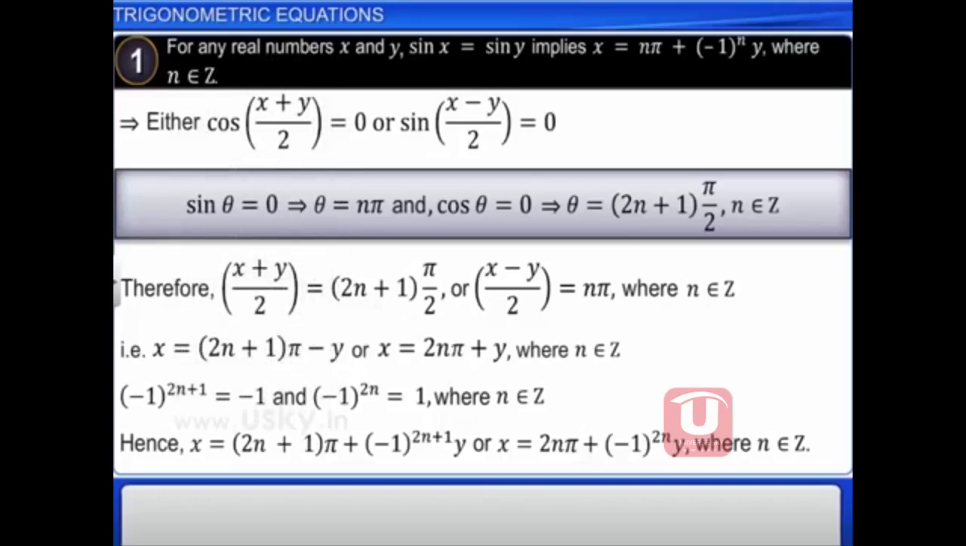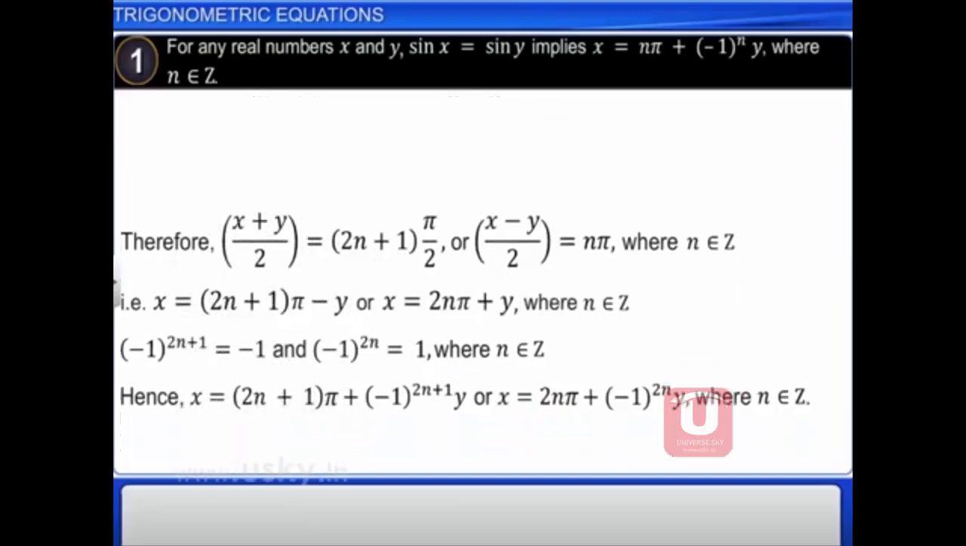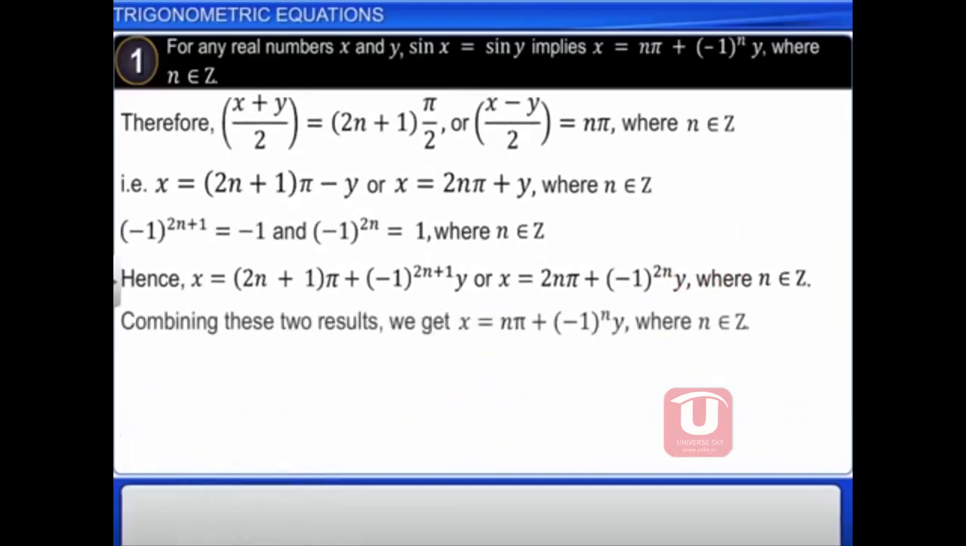Now, 2n + 1 constitutes all the odd numbers, and 2n all the even numbers, and all the odd numbers and even numbers taken together make the set of integers. Hence, on combining the two results, we get x is equal to nπ + (−1)^n y, hence the result. Let's now move on to the next theorem.